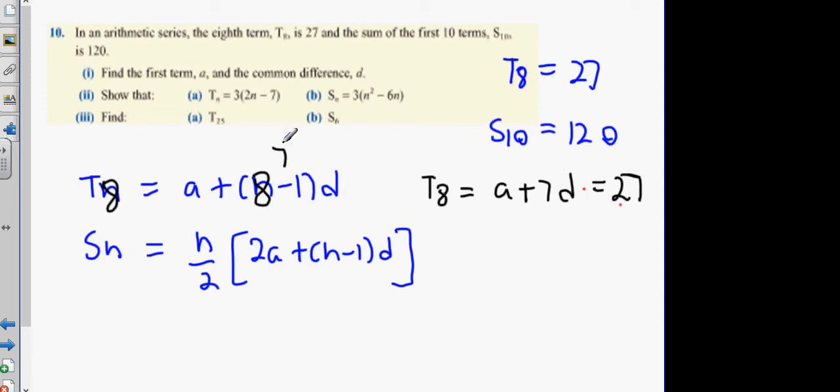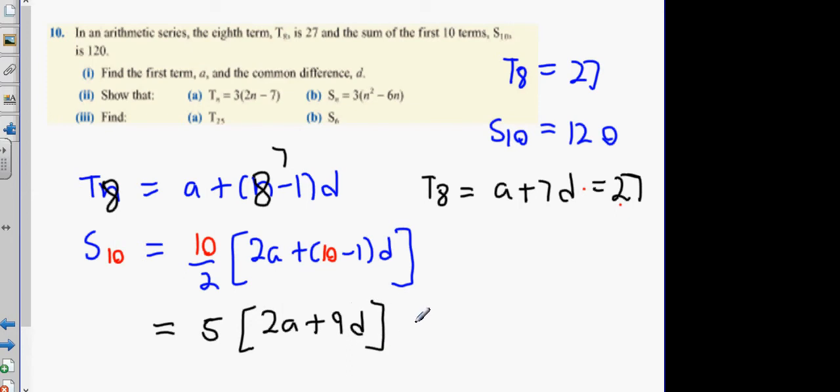Next we're going to go to the next one. And what we're going to do is anywhere we see n, we're going to replace it with, anybody? 10. n is going to get replaced with 10, purely because the question tells us S10. 10, 10, 10. Now what happens next is, guys, 10 divided by 2? 5. 5 multiplied by 2a plus 9d. 2a plus 9d is 120.